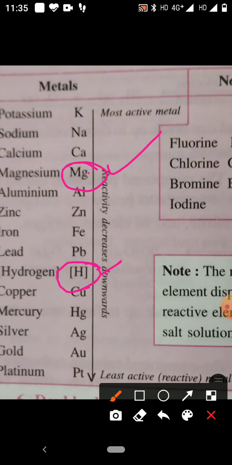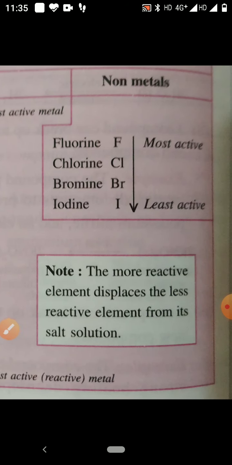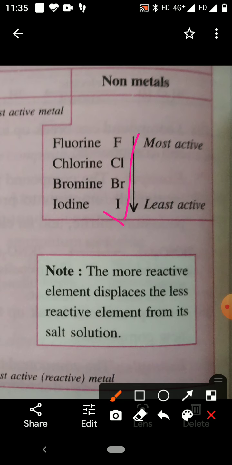Now, like this, you can explain by taking the non-metals: fluorine, chlorine, bromine, iodine. Fluorine is most reactive. Chlorine is less reactive than fluorine. Bromine is less reactive than chlorine. And iodine is less reactive than bromine. It means that here also the non-metallic elements are arranged on the basis of their reactivity. As we move from top to bottom, the reactivity decreases.